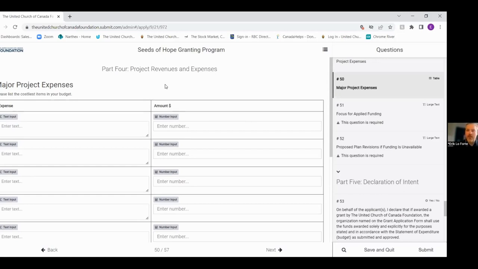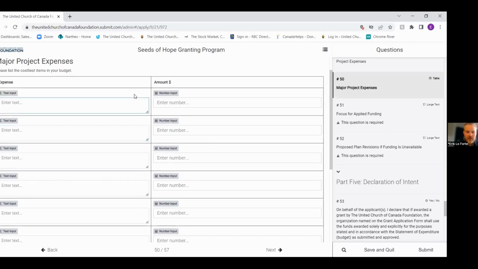So for my gender neutral washrooms at a United Church camp, the expense might be contractor fees. And then I would put the number there. Or the expense could be building supplies, and it could be there. If you were applying to run an event, you might say the hall rental space is going to cost us a huge amount of money. So this isn't saying what every little piece is, just what are the major expenses of your project.